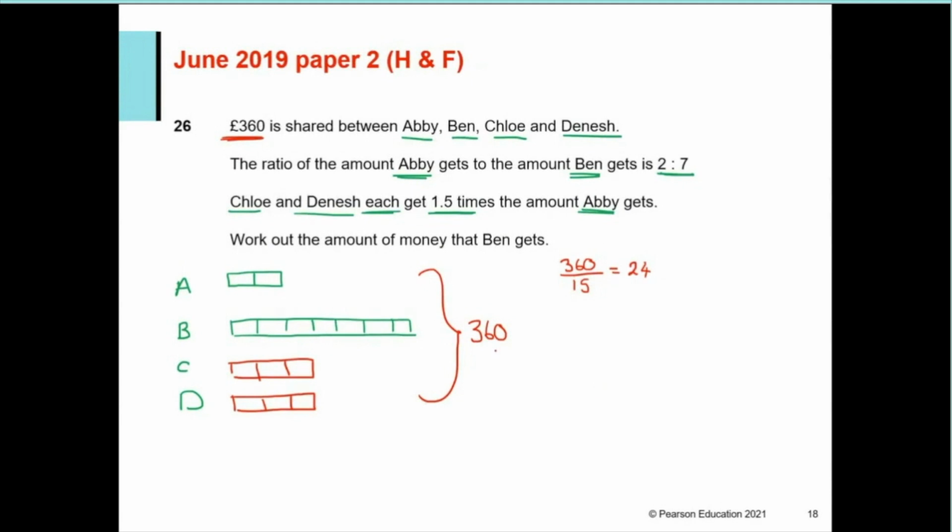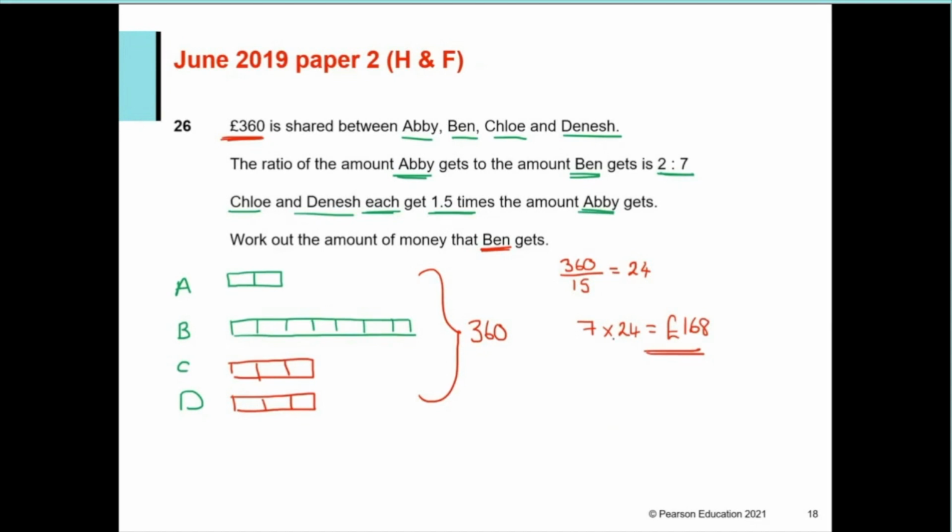Okay. So once I've got that, the next thing to do is say, what is the question actually asking me? How much does Ben get? So I'll go back to Ben and see how many boxes he has. Well, Ben has 7 boxes. Each one's worth £24. So he gets £168.